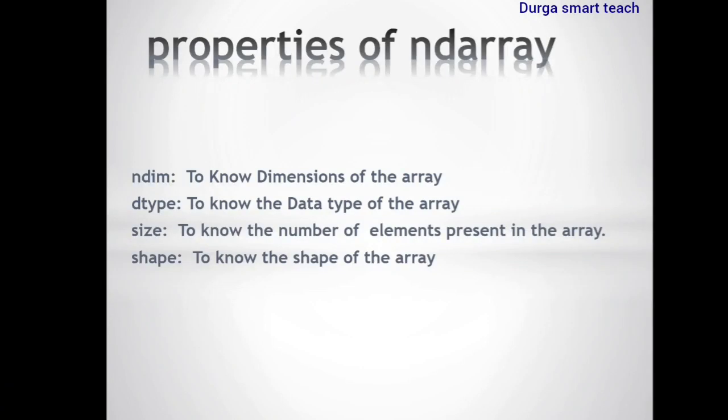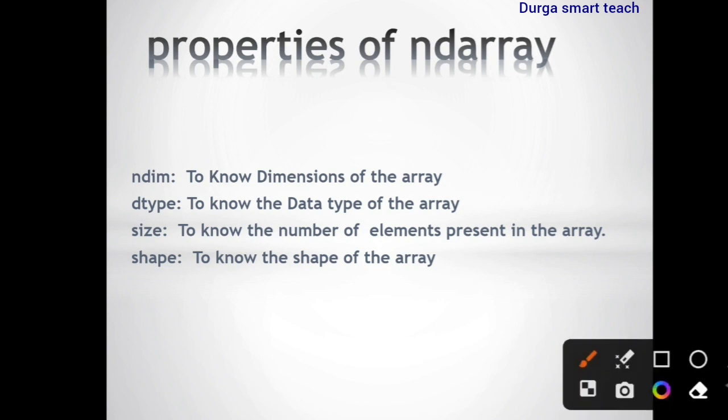Today I am going to discuss the properties of ndarray in Python. In the previous class I discussed the dimensions of an array and how to access elements of one dimensional array, two dimensional array and multi-dimensional array. So today we are going to discuss the properties of ndarray. It contains four important properties: ndim, dtype, size and shape. The first one is ndim.